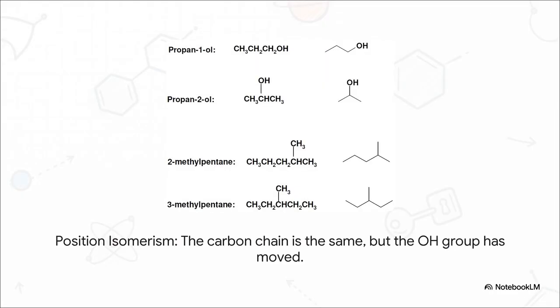Next up, we have position isomerism. Now in this case, the main carbon chain, the backbone, actually stays the same. See these 2 molecules? Both have a 3-carbon chain. But notice that little OH group, the part that makes it an alcohol? In propan-1-ol, it's hanging off an end carbon. But in propan-2-ol, it's just moved over 1 spot to the middle carbon. The backbone's the same, but a key feature has changed its address.